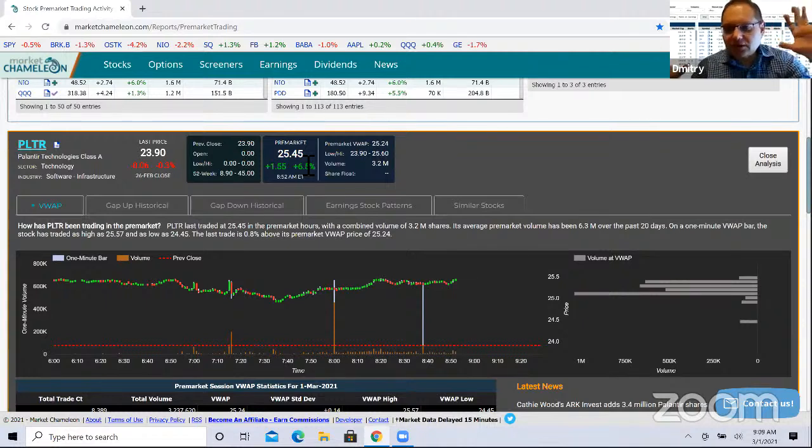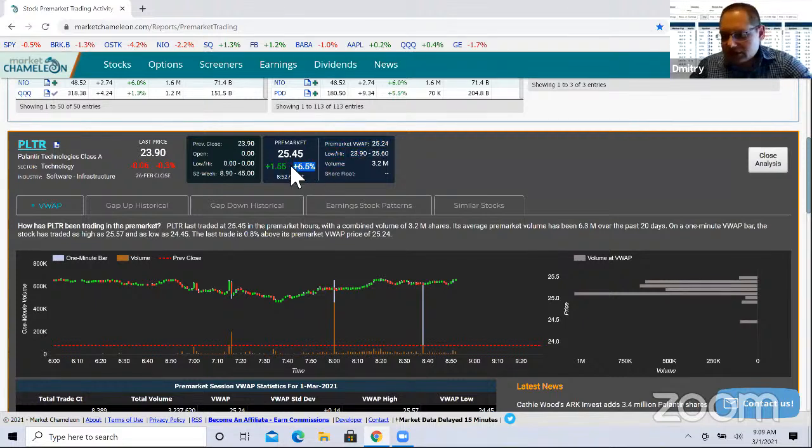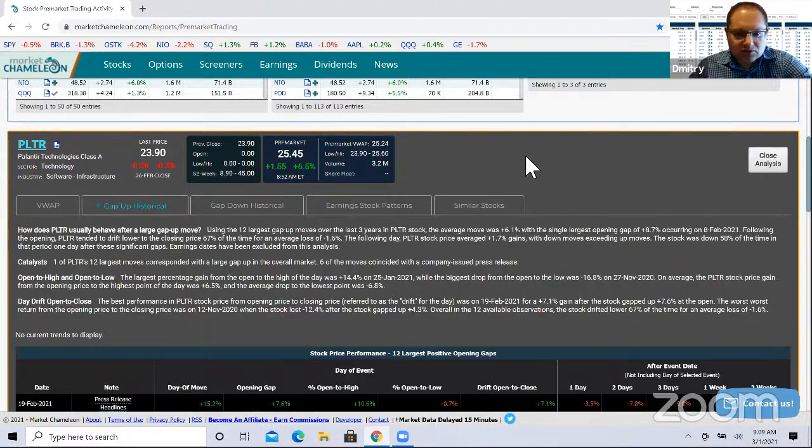What do they do? They take data and put it into some software to give you more insights into operations. They're one of the largest data miners, and they have big contracts with the government as well to provide data services. So it's like a data analysis software. Yeah. Let's take a look at how they did historically after opening up on a gap move. So up 6.5% in pre-market hours on 3.2 million shares. Let's take a look at its gap history.